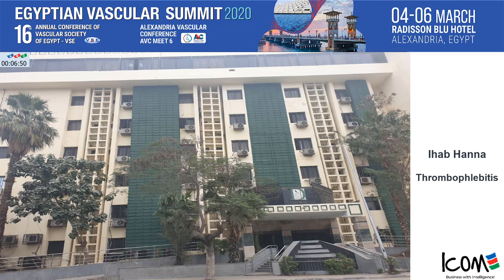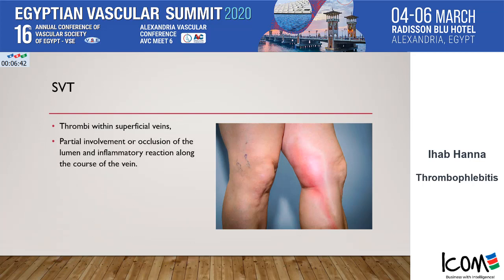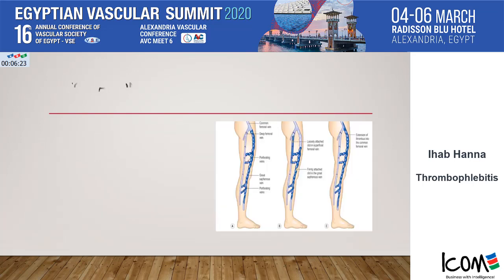Mr. Chairman, dear audiences, may I please present the updates of the superficial vein thrombosis? By definition, it is thrombi within the superficial veins that partially involve or occlude the lumen and cause inflammatory reactions along the course of the vein, mostly occurring in the lower limbs, affecting 3 to 11% of the population, and recently reported that the USA presented 123,000 cases per year in a latest publication in 2019.